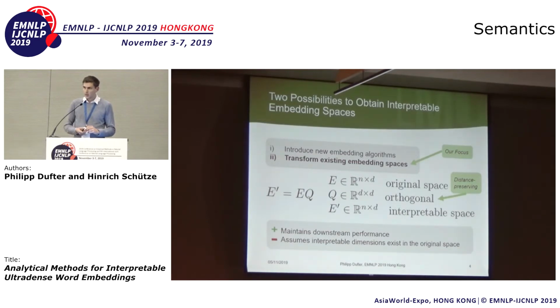So note that with an orthogonal transformation, this whole operation is distance preserving, so we do not change any properties of the embedding space. Then by simple matrix multiplication we can get E dash, which is an interpretable space. The advantage is we do not change the space, so downstream performance is maintained. The disadvantage is that we assume that the interpretable directions exist already in the original space. So if it's not there, we also can't find it.